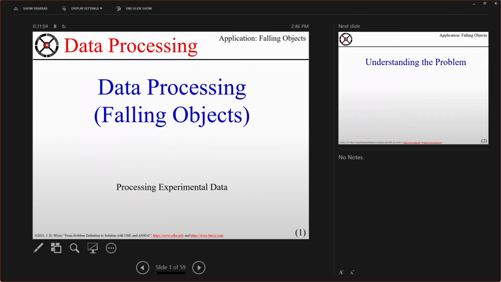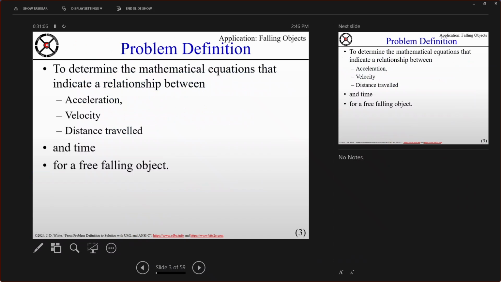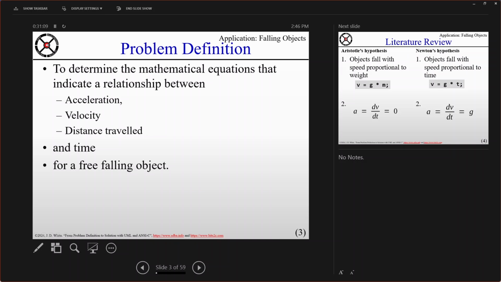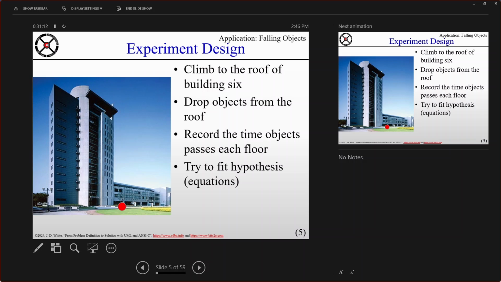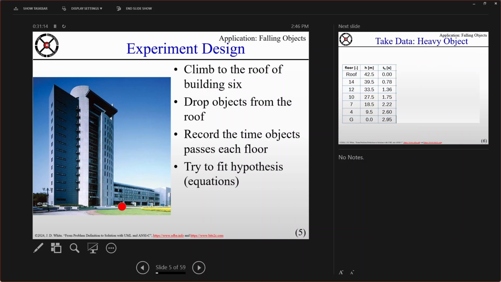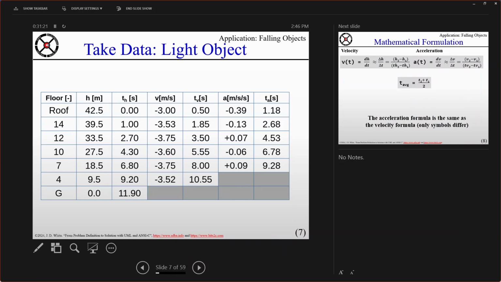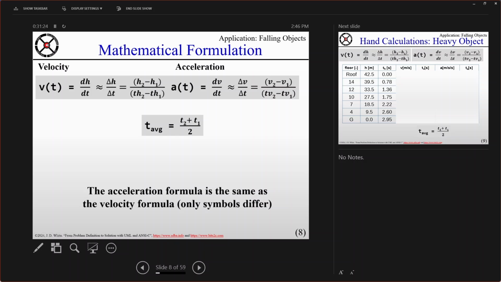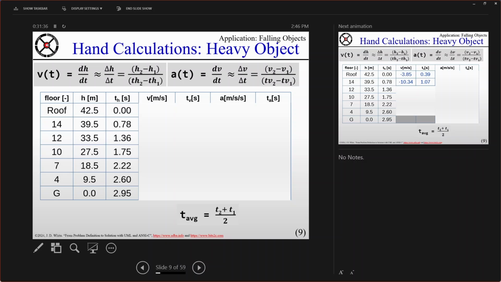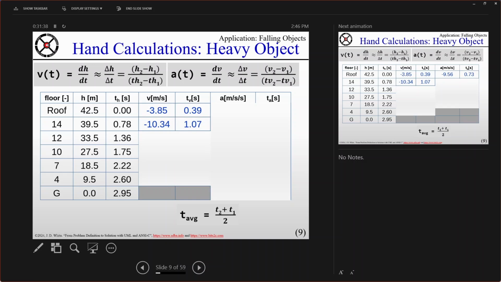If you recall the problem, we have a falling object. We are determining mathematical equations, and basically we have our dropped object. It fell from the roof, we've calculated time, and we basically have some sort of a table like this. We took the data for a light object, and we found that we can calculate velocity and acceleration using these formulas in the literature, and we also need to calculate the mean time. We then use this and slowly filled out this table, quite repetitively, right?